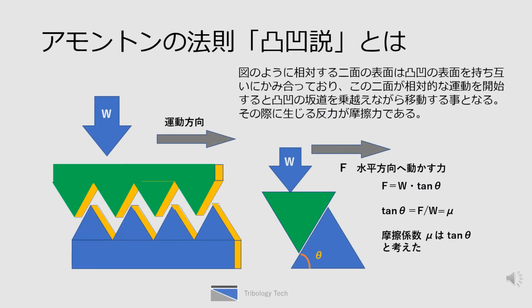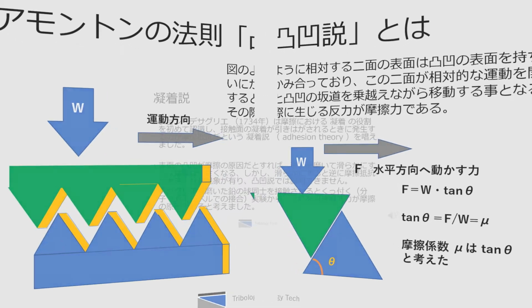What is Amontons' law? The two surfaces relative to each other have uneven surfaces as shown in the figure, and when these two sides start their relative motion, they move while riding over the bumpy slope. The reaction force generated at that time is the frictional force.